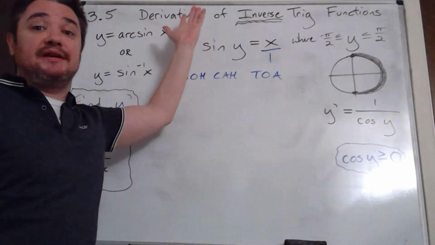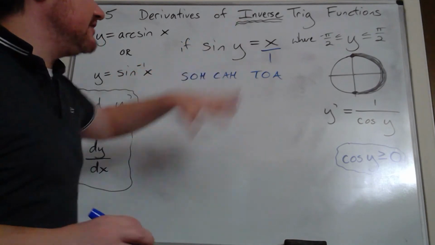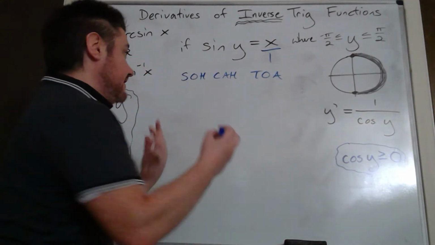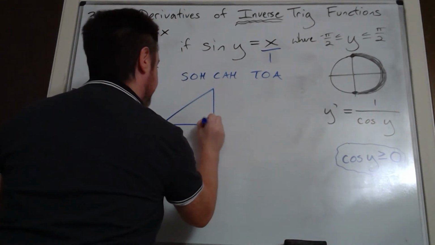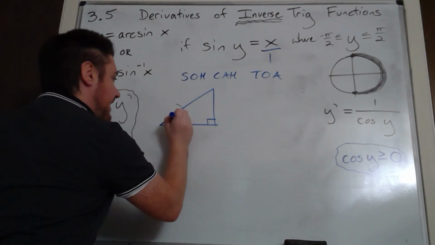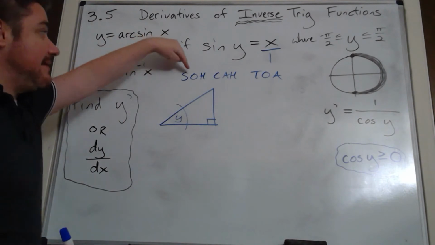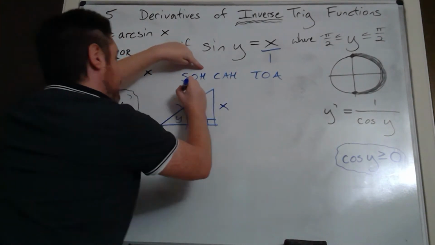I can always call something itself over 1, so we'll do that. So we know sine of y is equal to x over 1. Let's set up a triangle and then figure out what cosine of y is going to be equal to. I'm just going to draw some kind of arbitrary right triangle right here, and draw one of the acute angles, which I'll call y. So sine of y is x over 1, which means the opposite side is x, and the hypotenuse has length 1.